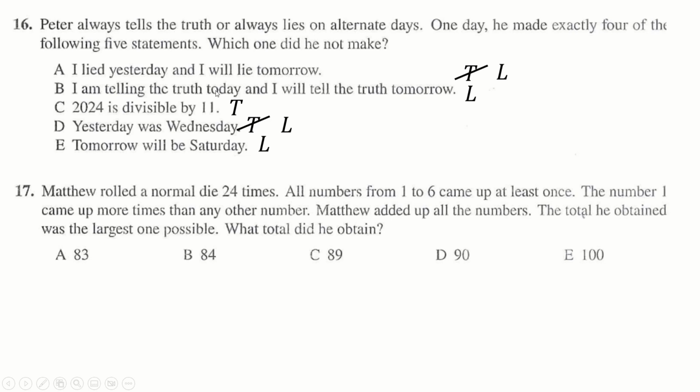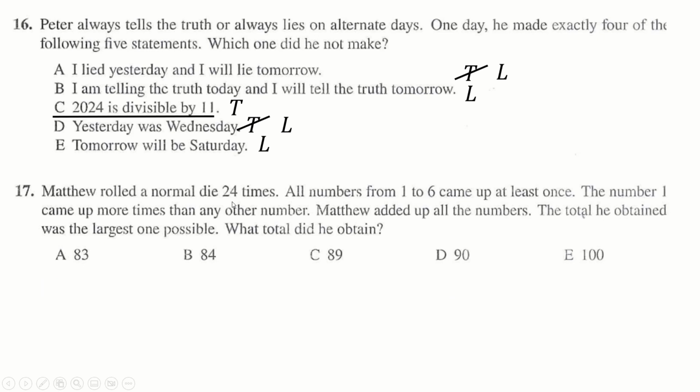Because I'm telling the truth today is still a lie. But it was a lie previously because of this bit, because now it's because of this bit. This is still true because it's always true. And so we can fashion all four of those into lies. And this is the one that he didn't actually make because today is his lying day, so he can't have said that. Question 17 then.